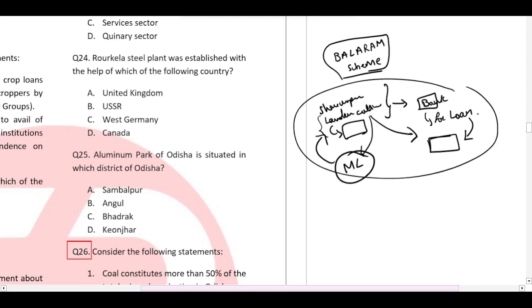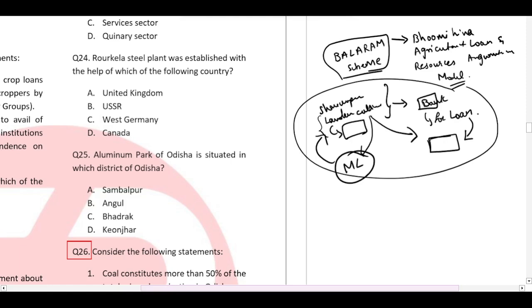So the Odisha government came up with this Balaram scheme. It is known as Bhumihina Agriculturist Loan and Resources Augmentation Model.